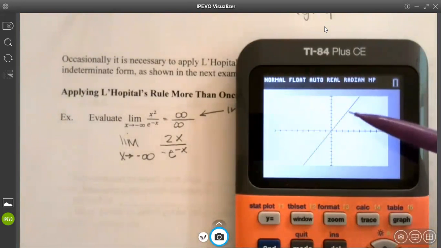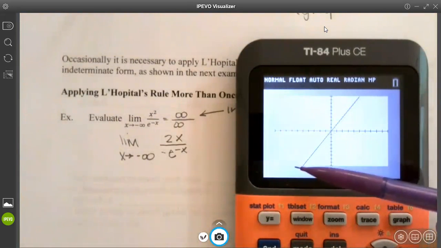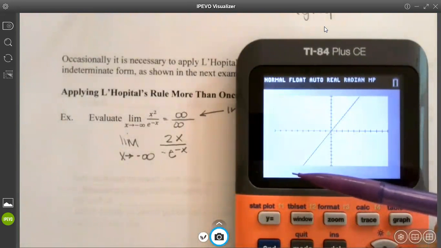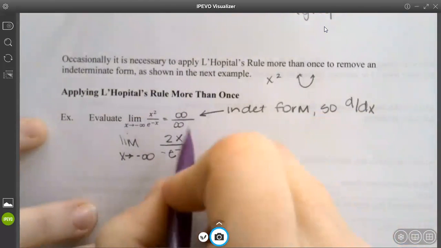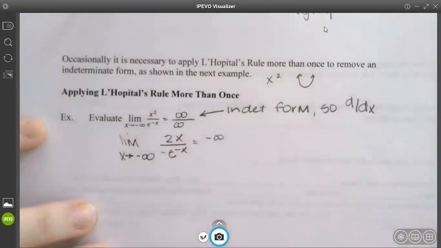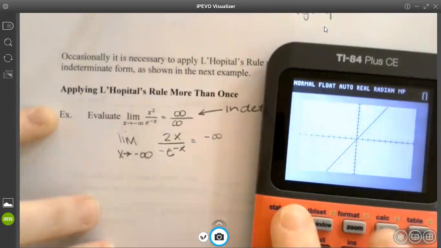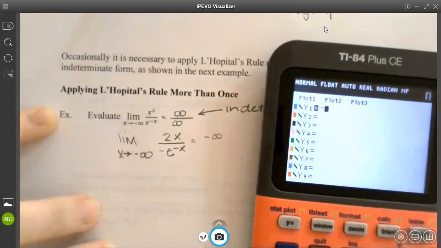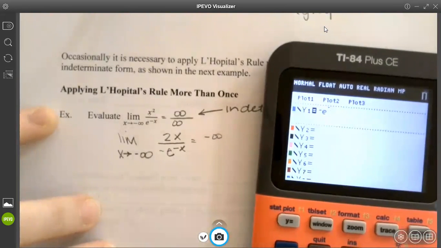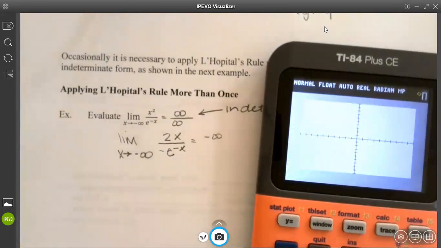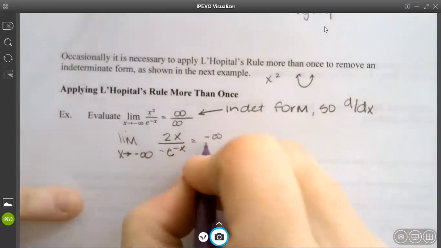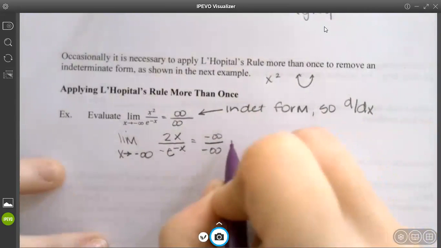As we go to negative infinity, what does this top part do? Negative infinity. Negative e to the negative x. When we graph it, where does it go? Look at it. We're going to negative infinity, so we're going to the left. Negative infinity. So there's your other indeterminate form.